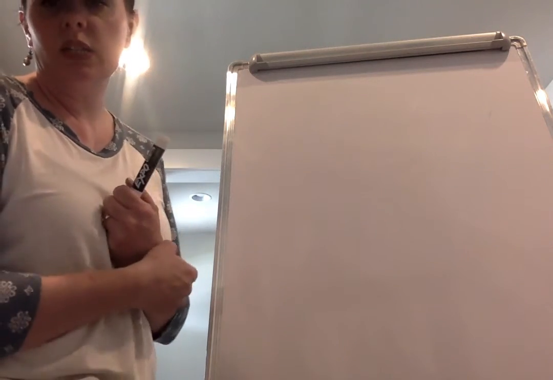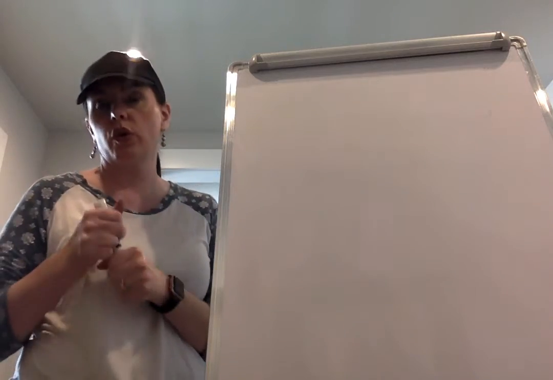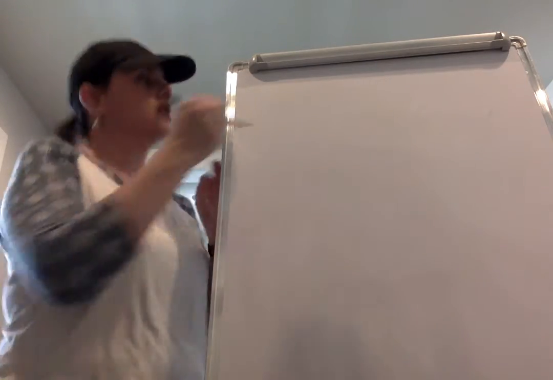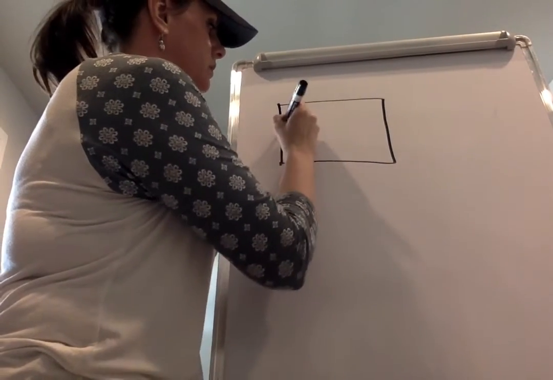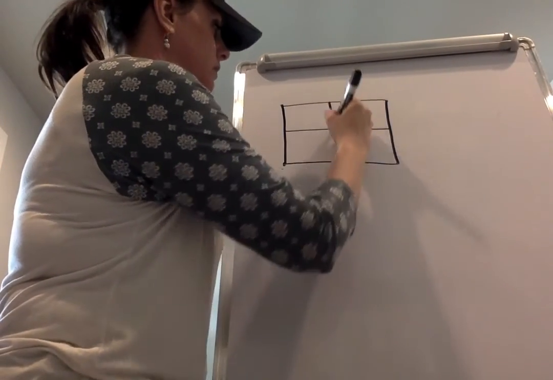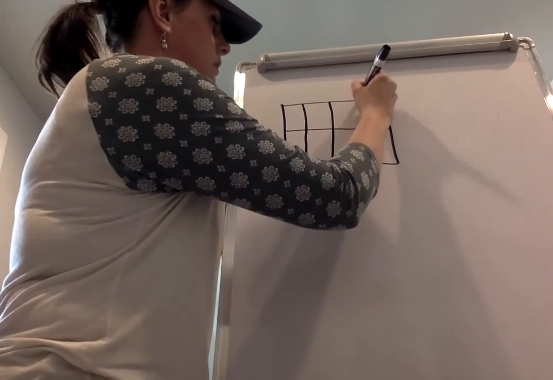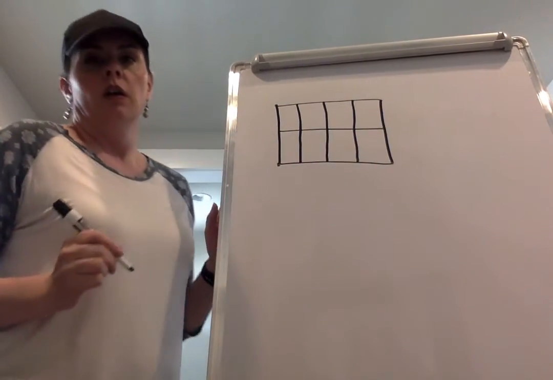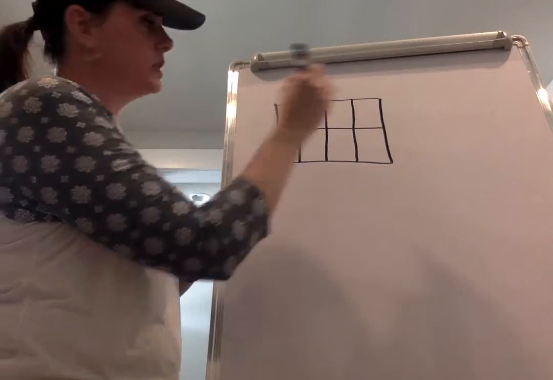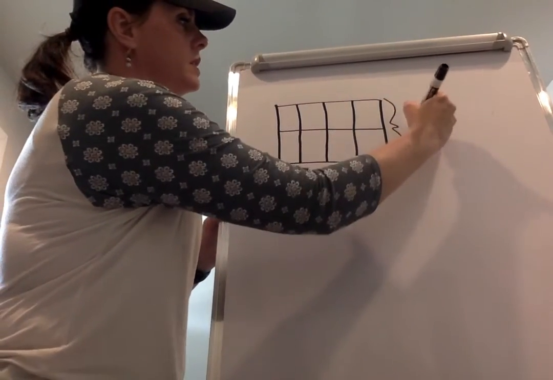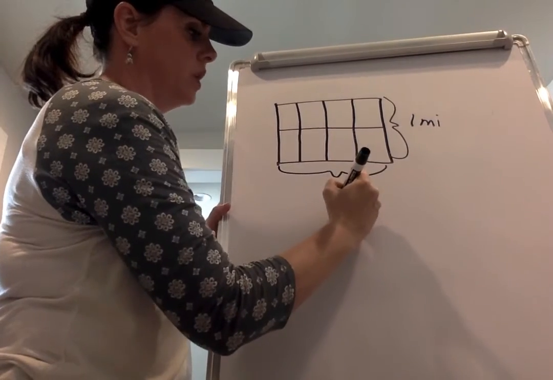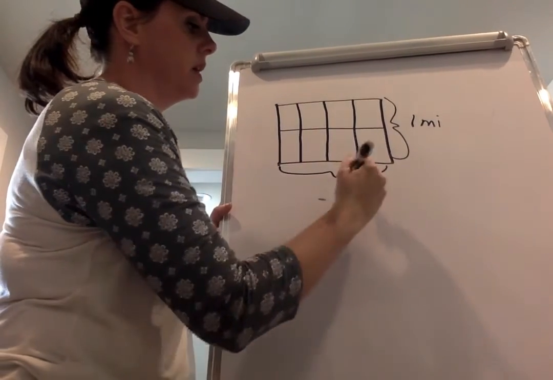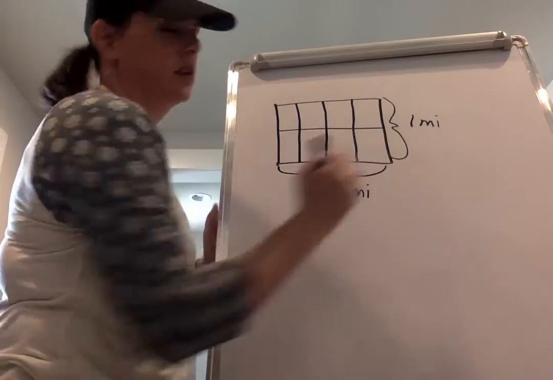Okay, so we're looking at this and we want to show a half mile by a quarter mile. And our shape looks like this. Okay, and so let's see. This is 1 mile. And this is 1, not a half a mile. This is 1 mile. Okay.